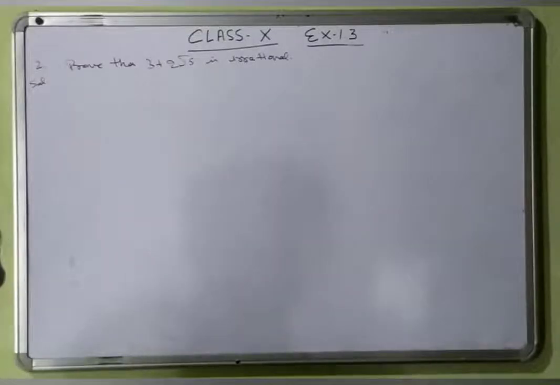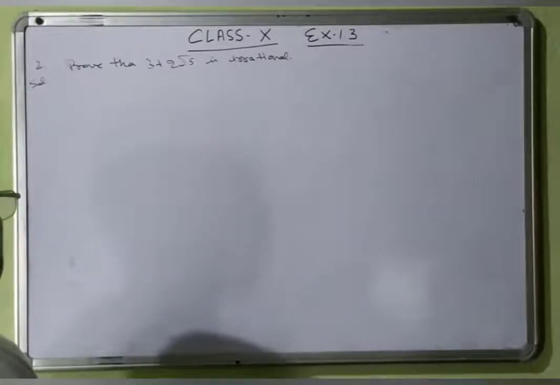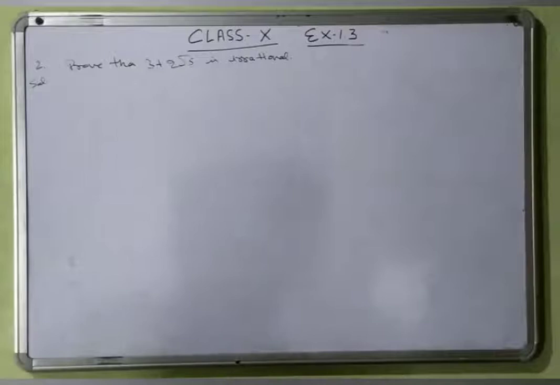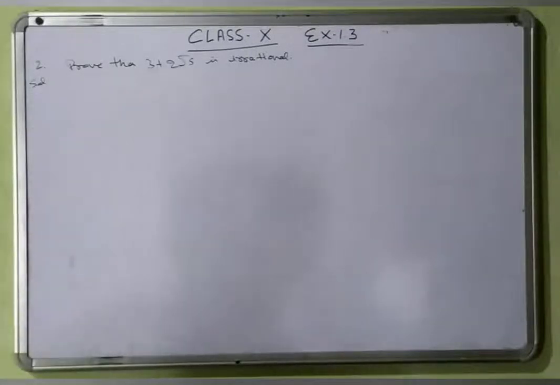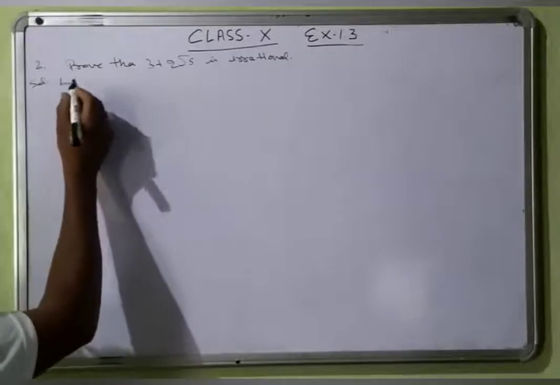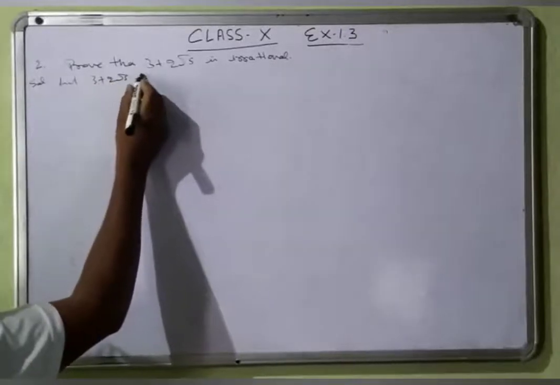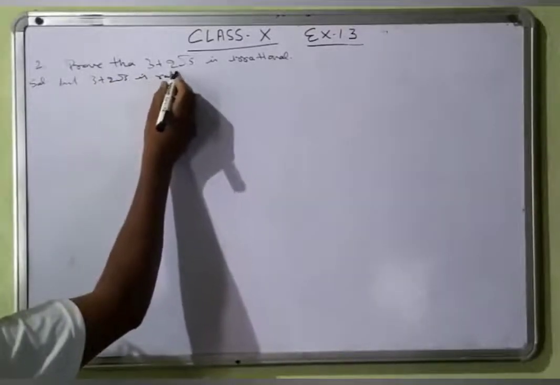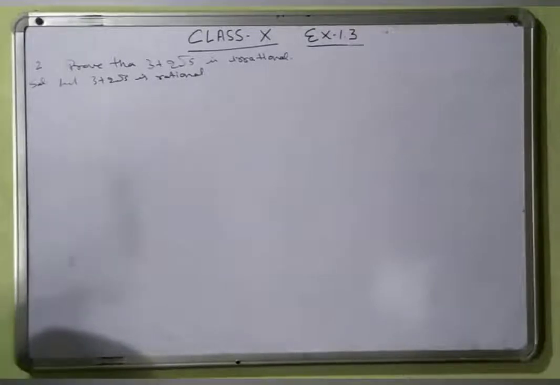Dear students, in the first question, if you see any spelling mistakes, you can correct them from your book, or you can see from here also. In this question number 2, prove that 3 plus 2 root 5 is irrational. Same thing: let 3 plus 2 root 5 be a rational number. We have supposed it is rational.